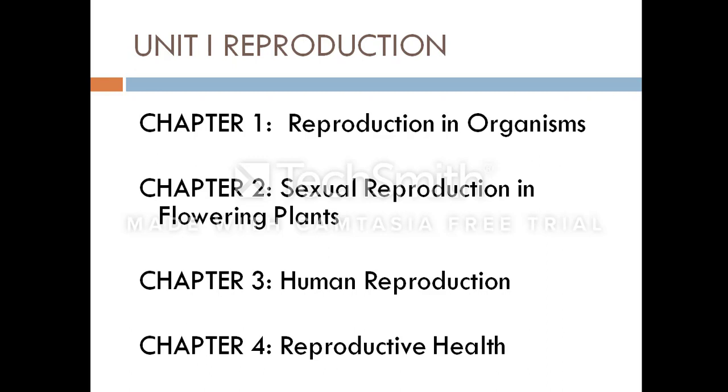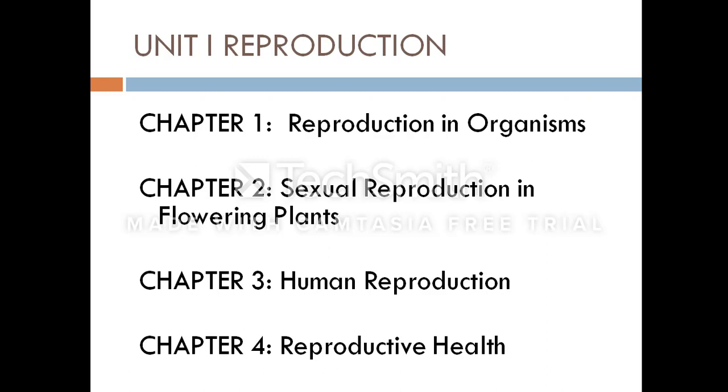The first chapter is reproduction in organism. That is in general, what is reproduction, why it is essential, what are its types, what are the differences between these types, how the process of reproduction takes place in different organisms in general. In the second chapter, we are going to study about the flowering plants, especially the sexual reproduction in flowering plants. That means mainly we are dealing with the structure of flower and how it is helpful in the process of reproduction.